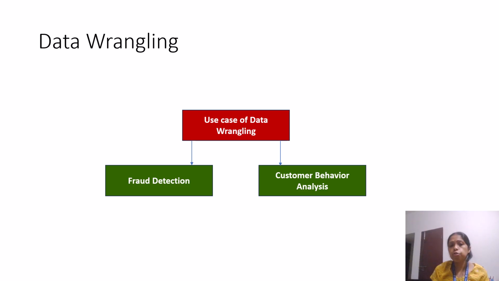Where you can use it: fraud detection. If you want to deal with data science for fraud detection, you have to identify the fraud, you have to deal with the data set, and for that data wrangling is also required. And customer behavior analysis, where you have some data and you have to analyze the customer behavior. For those cases also you can use the data wrangling process.